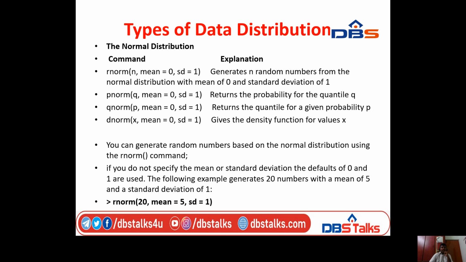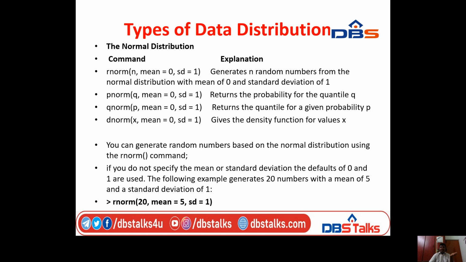Next comes qnorm. qnorm(p, mean = 0, sd = 1) returns the quantile for the given probability. Then we come to dnorm. dnorm with the same mean equal to 0 and standard deviation equal to 1 gives the density function for the values of x. This set of commands is especially used to return the probabilities as well as the densities, as well as to produce random numbers. For all these purposes you use different commands like rnorm, pnorm, qnorm and dnorm.